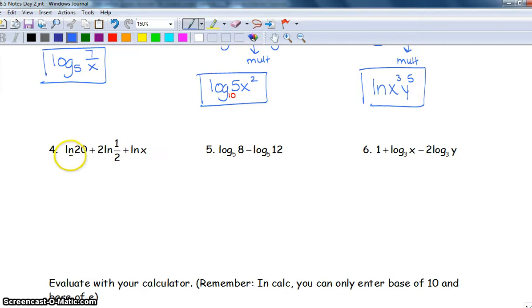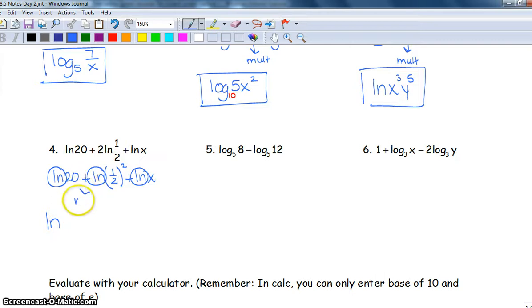Next one, natural log of 20 plus 2 natural log of 1/2 plus natural log of x. So I look at natural log of 20, nothing is changing there. That number out front is my exponent, so that's a natural log of 1/2 squared plus the natural log of x. Remember, we're condensing, so we're trying to put things together. We want to have one piece in the end. Each of my pieces have natural log, so I'm going to write that natural log one time.